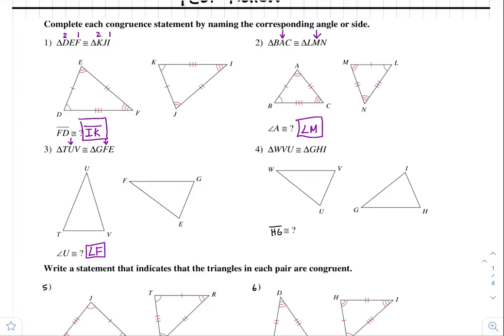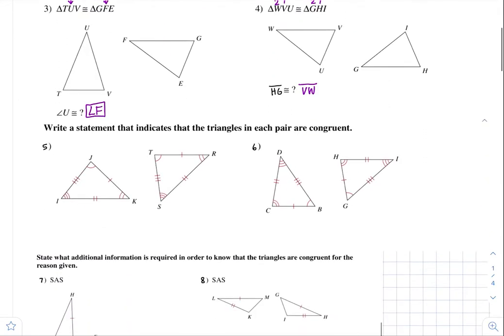Number 4, we have line segment HG. So line segment HG, right? So for the other triangle, that's the same thing, corresponding side, same measurement as VW. Segment VW. Alright, so there's that.